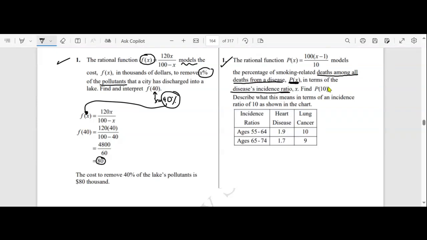Find b of 10. So all you have to do is just replace x by 10, and that will give you a value.